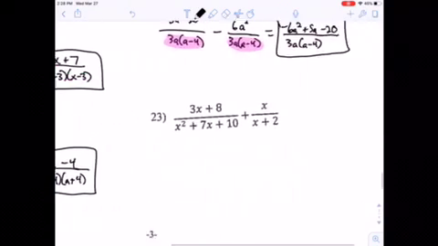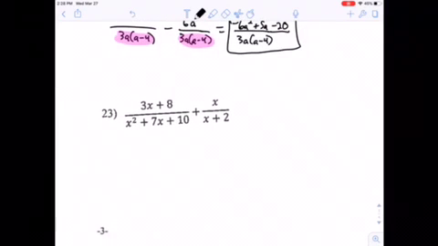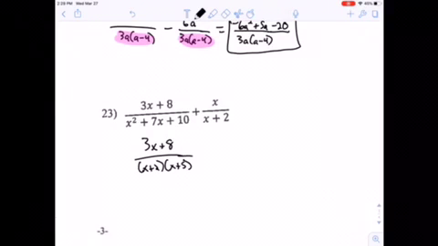All right, and the last problem here, factor the x squared plus 7x plus 10, and we get x plus 2 times x plus 5. Remember, 5 times 2 is 10, 5 plus 2 is 7. So looking at this, again, this is an expression, should probably put parentheses around it.